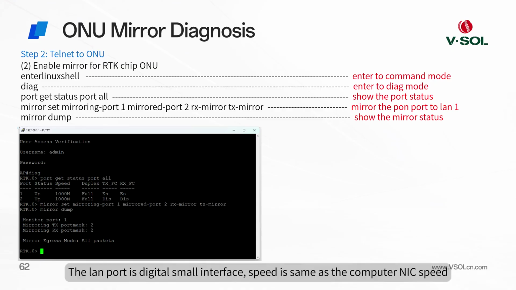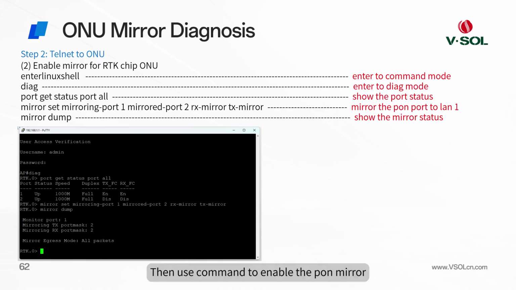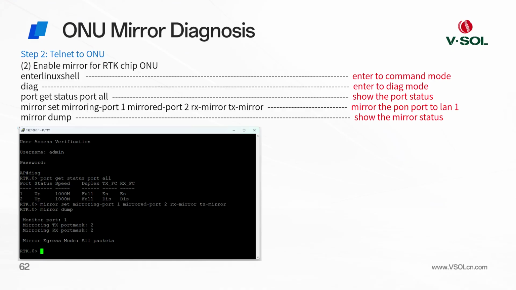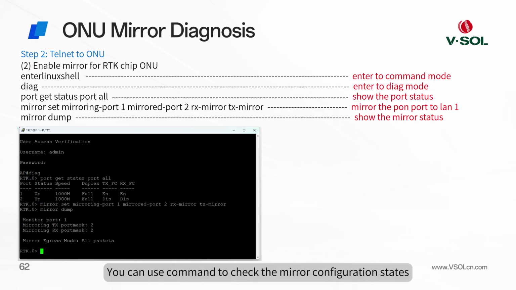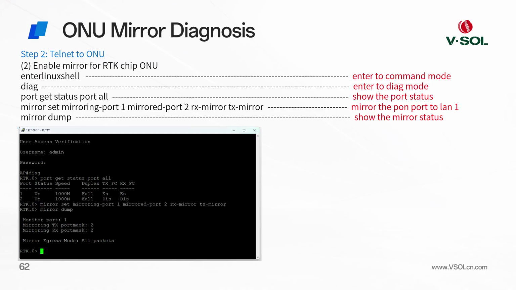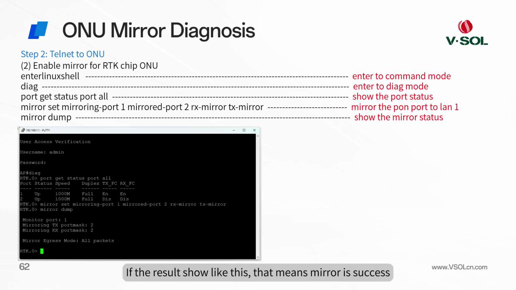Then use the command to enable the PON mirror. The first number is the LAN port number. The second number is the PON port number. The example command means mirror the PON port to LAN 1. After inputting the mirror command, you can use a command to check the mirror configuration state. If the results show like this, that means the mirror is successful.